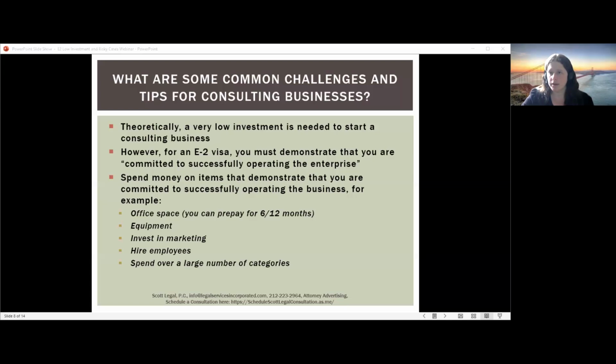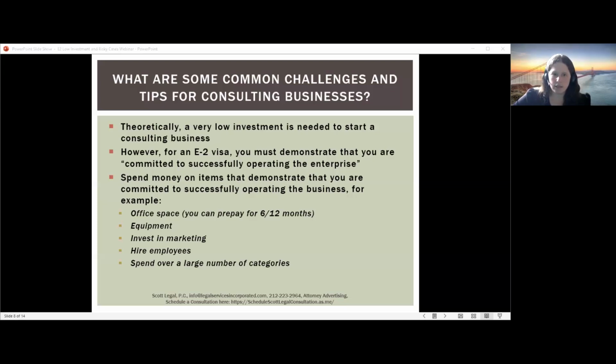So you always want to spend money on things that are really necessary and relevant for your business, but you really can't apply for the E2 visa just saying, well, I've spent $500 on a printer and I don't need anything else. It is an investor visa, and you do have to show that you have committed and invested enough money that the officer feels you are committed to investing in and developing this enterprise.